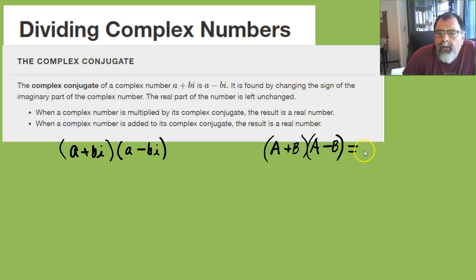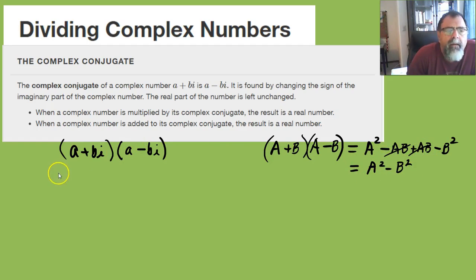So if you FOIL this, you get a squared minus ab plus ab, and then b times negative b is minus b squared. These two terms cancel out because you have a plus and a minus, and you get a squared minus b squared. So this fits that same pattern. It's a difference of squares. You get a squared minus, but it's not b, it's bi.